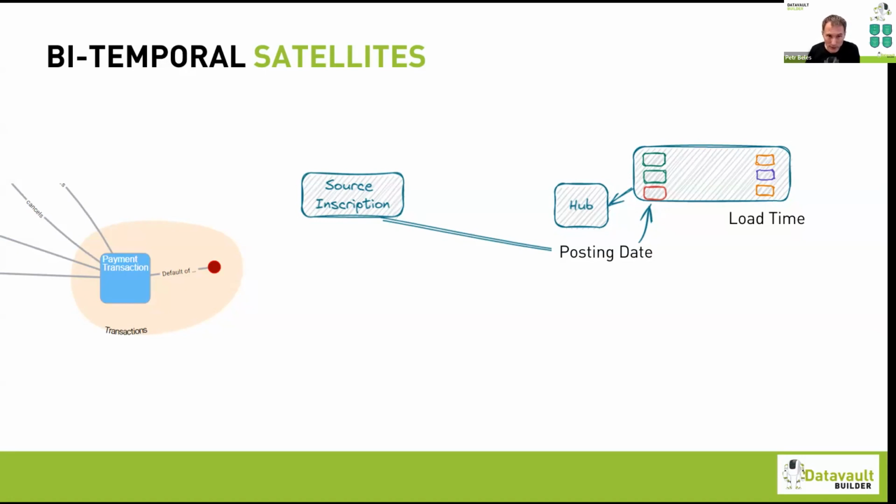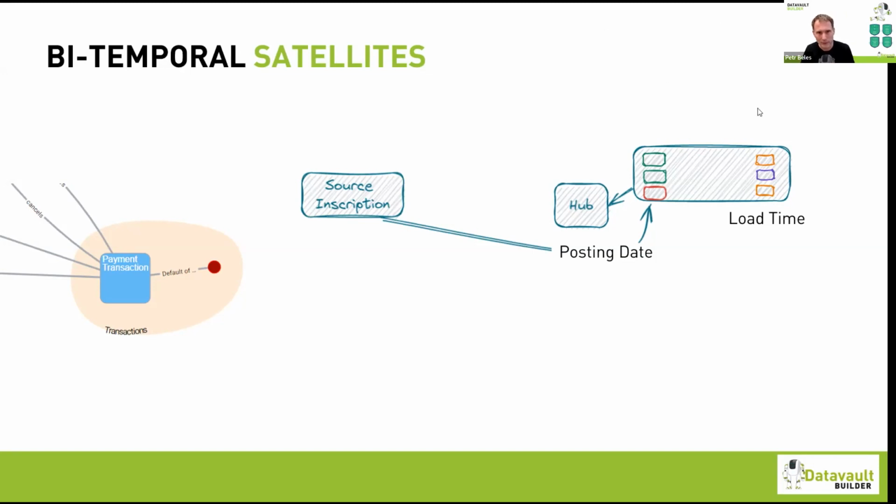And in fact, what we're doing here is creating a so-called bi-temporal satellite. So we get information from the source at different points in time. We're storing what we received, plus we store the moment when we got knowledge about it. And this creates, in fact, a terrible mess, because now we have so much information that nearly nobody is interested in. So what is the proper way to use this in reporting?